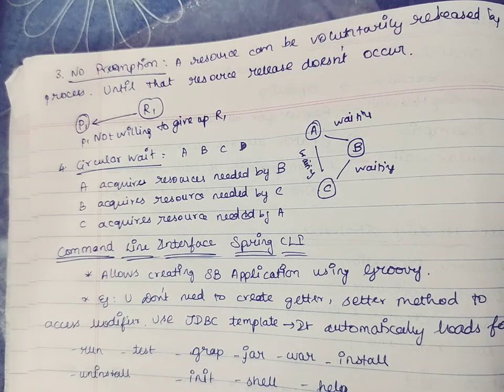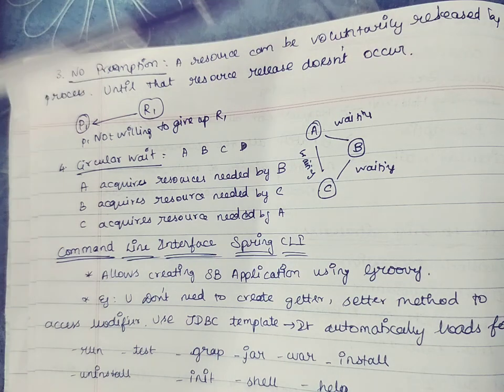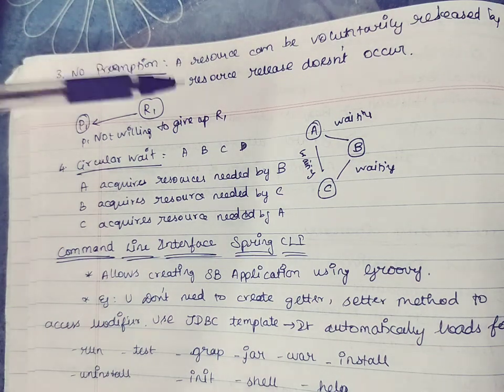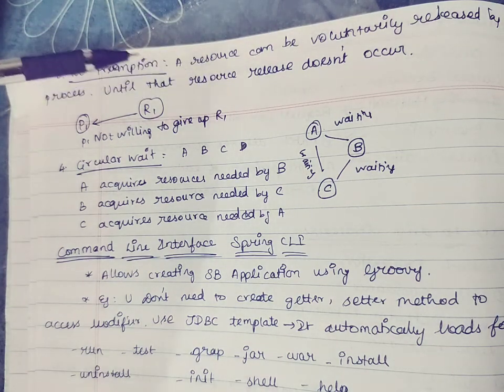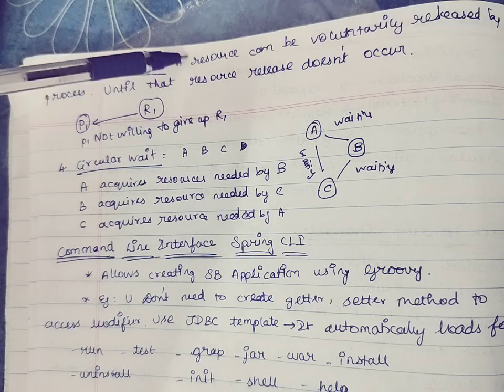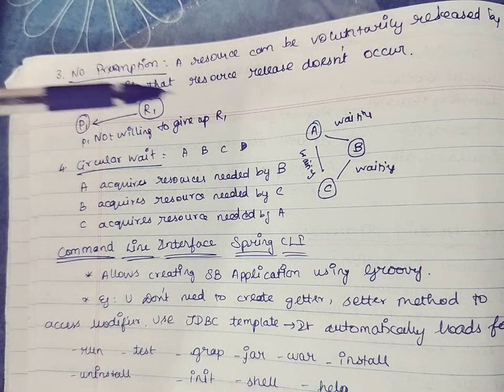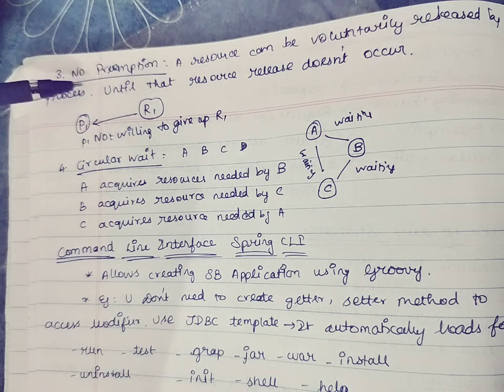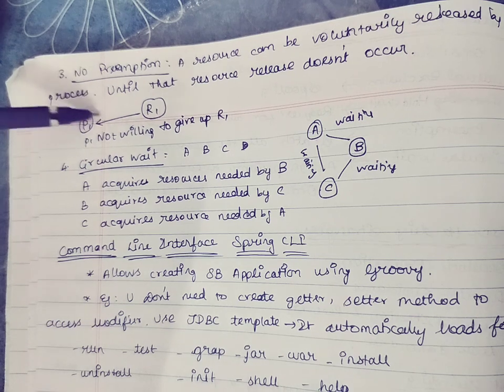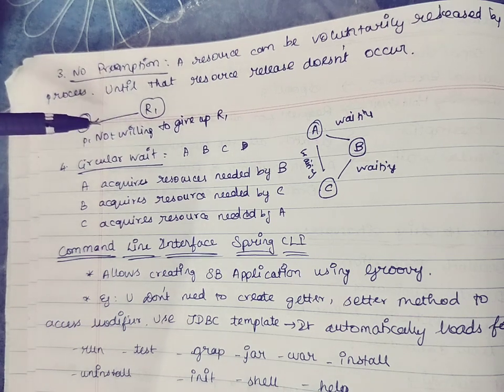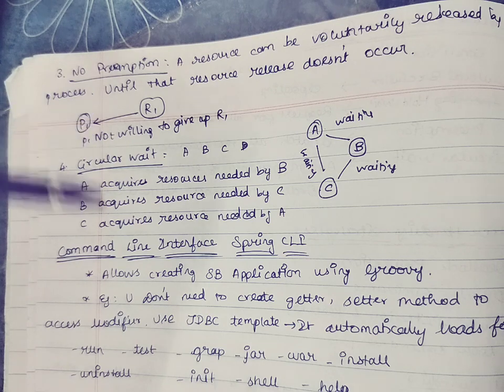What is no preemption? A resource cannot be taken away from a process; it can only be voluntarily released by the process, and until that release occurs, it is not freed. P1 is not willing to give up R1. In this condition, no preemption occurs.